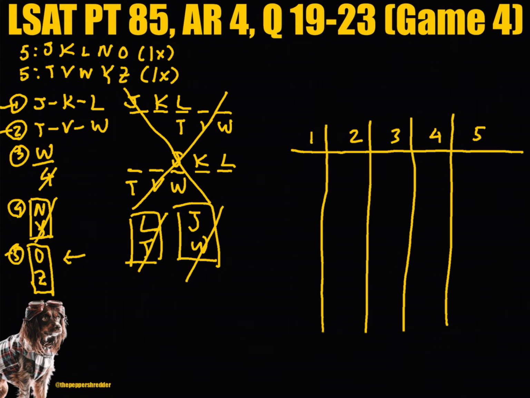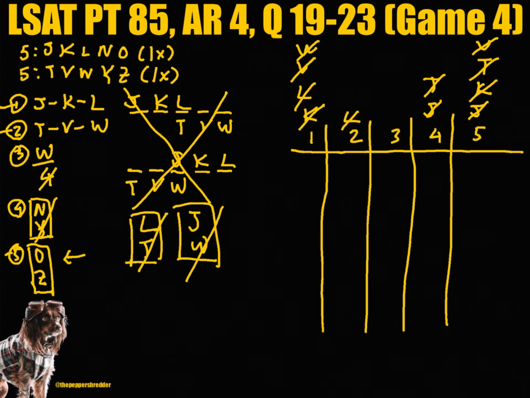We know that J cannot be fourth or fifth from Rule 1. K cannot be fifth or first. L cannot be first or second. T cannot be fourth or fifth from Rule 2. V cannot be fifth or first. W cannot be first, second, or fourth. We can see that the only possible spots for W are third or fifth.